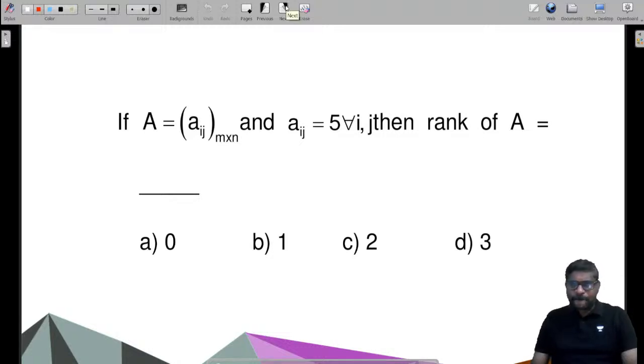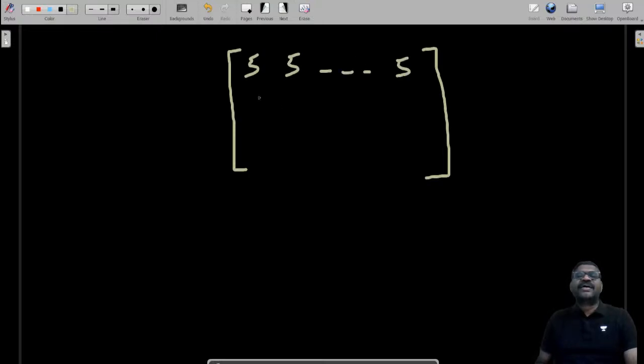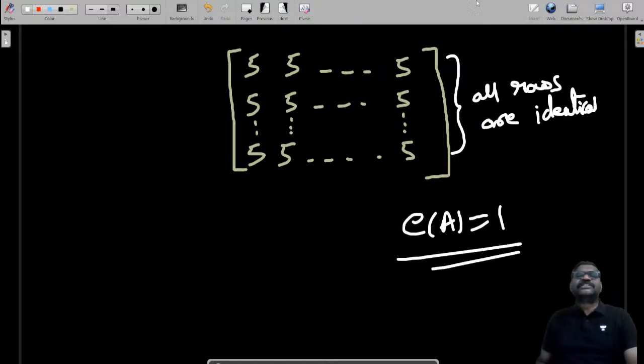A is an M cross N matrix, and Aij equal to 5 for all ij. Then what is the rank of A? Aij equal to 5 for all ij means every element of the matrix is 5. If every element of the matrix is 5, all rows are identical. If all rows are identical, the rank of A is 1.